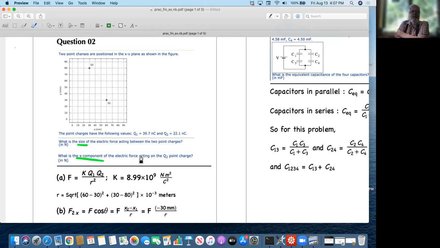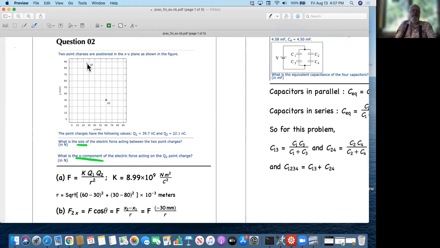What's the X component? Well, in other words, they want the X component on the charge Q2. This is the charge Q2. They're both positive charges, so evidently there'll be a force in this direction. And that's the force vector. And now I can separate the X and Y components by projection onto the X and Y axes. So if I look for Fx, the X part of it, I can define this angle. I can call that angle theta.